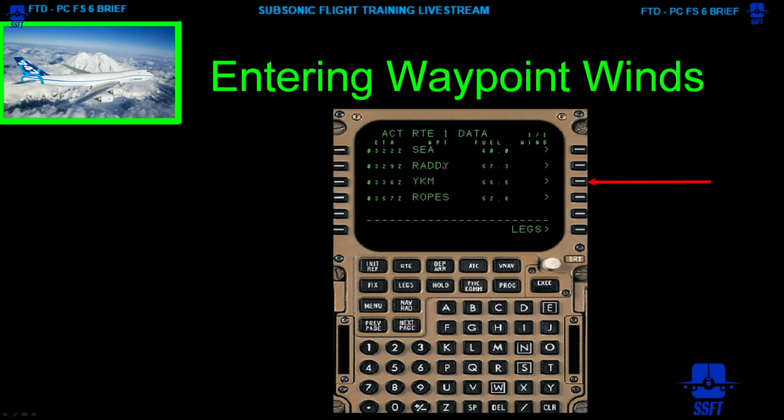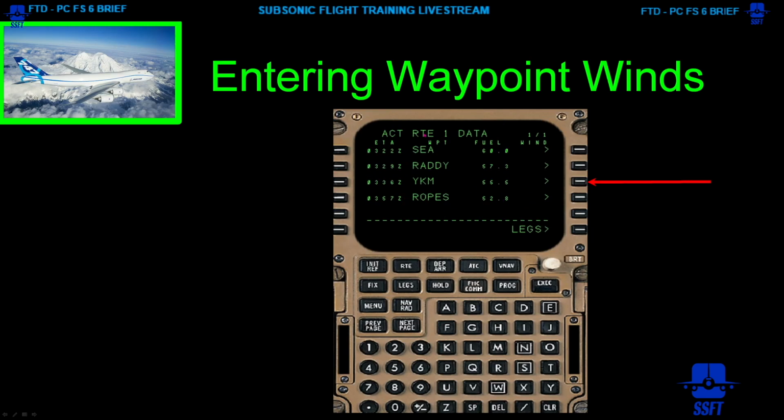On that page, it's the same as the legs page as far as waypoints go, but what changes is here. You've got ETA to the waypoints, you've got fuel remaining to the waypoints. If you remember last week, we talked about using the progress page to get the ETA and the fuel remaining at waypoints along your route. Well, this is another way to get it. You could go to the legs page and go to route data, and then you'd have the ETA right here for ROPES, for example, and you'd have the fuel remaining at ROPES.